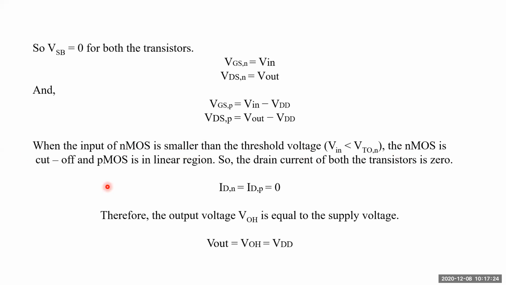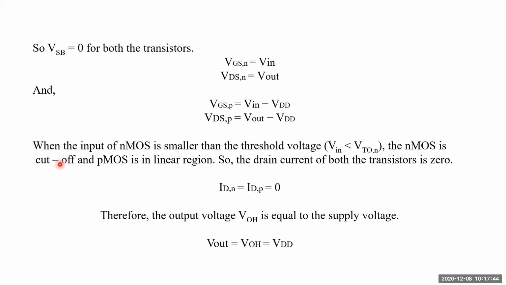Why? Because your NMOS will be turning on only at the logic 1 state. Whenever the input is logic high, then only NMOS will be turning on. So whenever NMOS is not turned on, it is not in the working state. It is completely off. The transistor is off. That off state of a transistor is called a cutoff region.